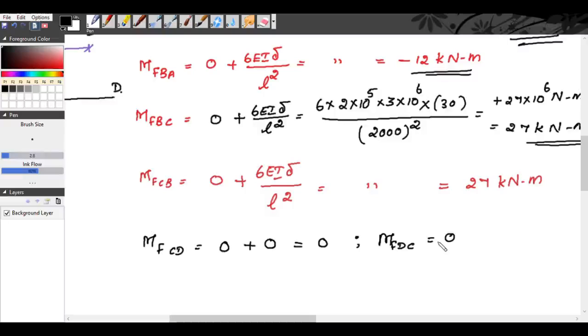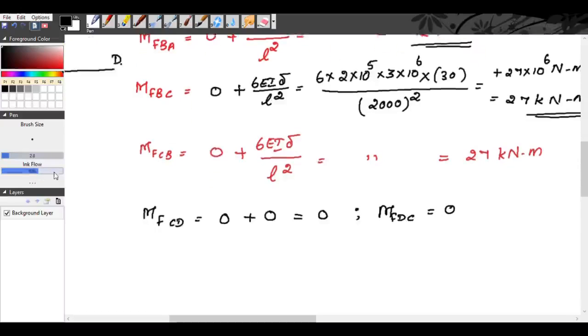Okay. Now you can proceed your problem as usual. So the differences, see, when there is a sinking of supports, the difference is only in the calculation of fixed end moments. Now we will move on to our distribution factor, that is our step 2.